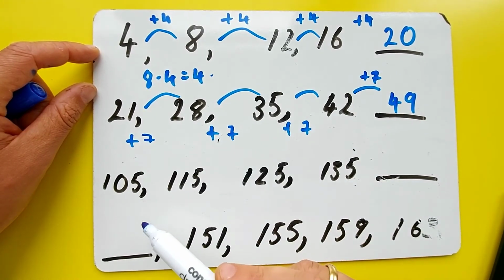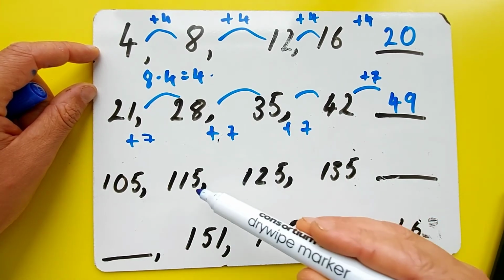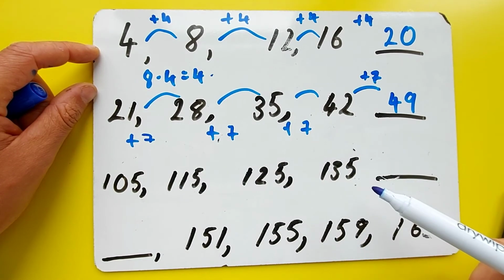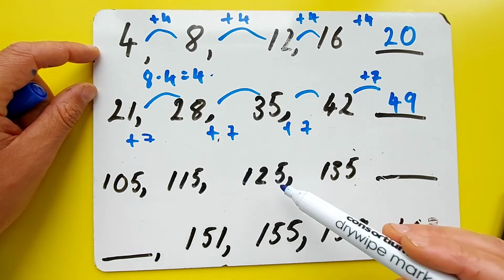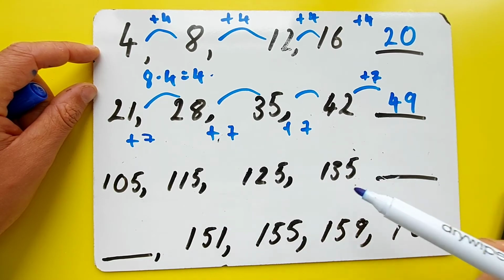Again, let's look at this one. Here's a list of numbers. There must be a link. There must be a rule linking them. Okay, I'm starting to think. This ends in a 5, this ends in a 5, this ends in a 5, this ends in a 5. So what is the rule?